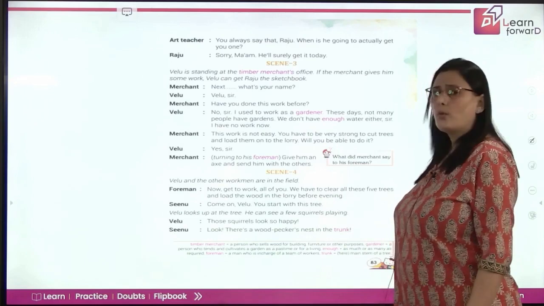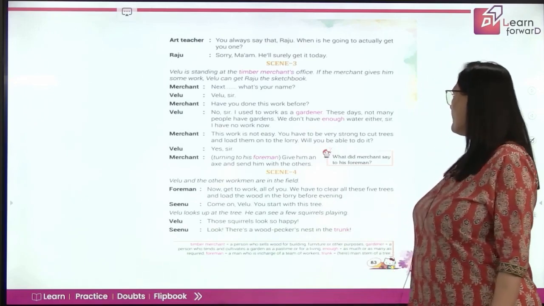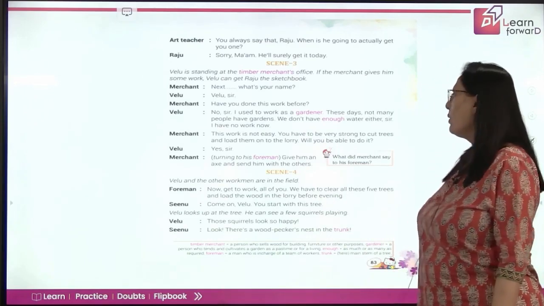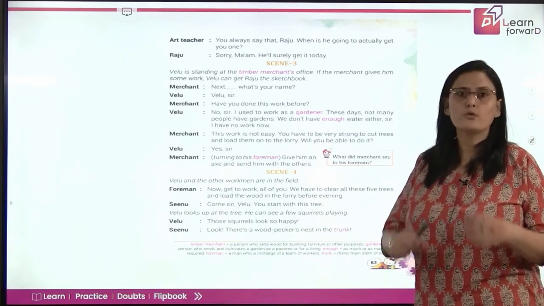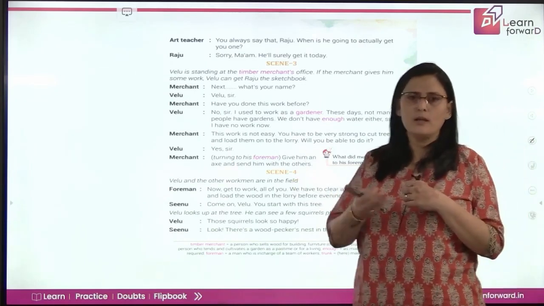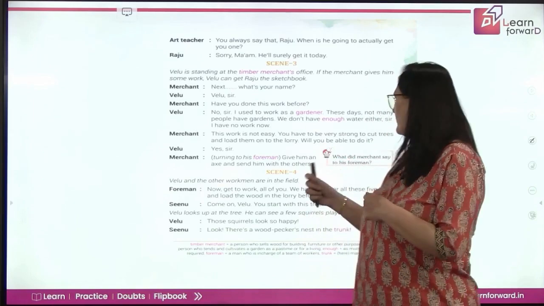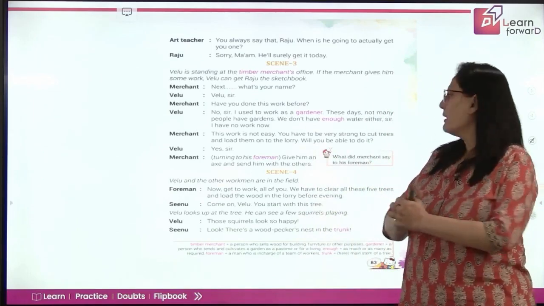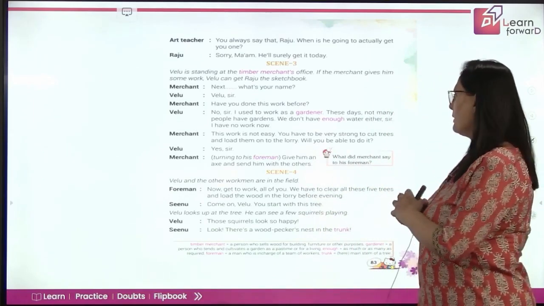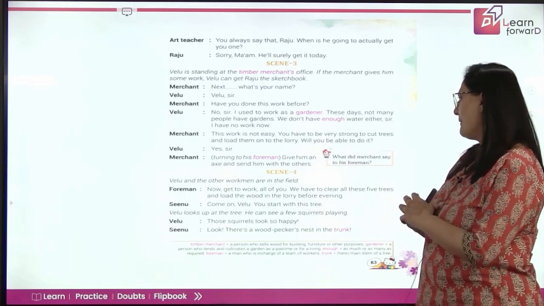Merchant: This work is not easy. You have to be very strong to cut trees and load them onto the lorry. Will you be able to do it? Velu: Yes, sir. Merchant: Give him an axe and send him with the others.